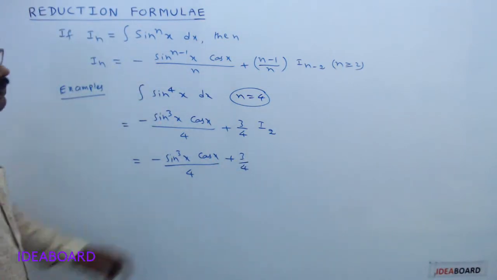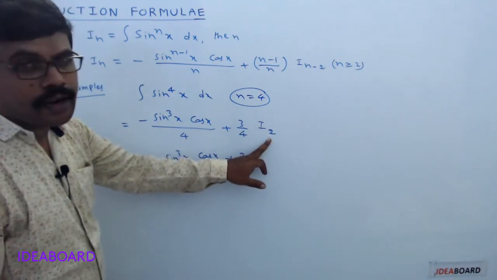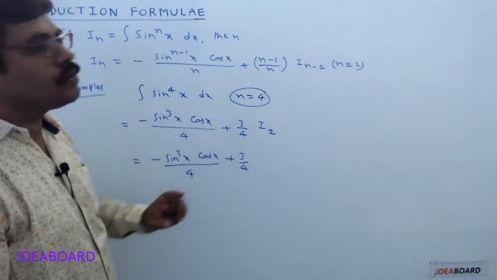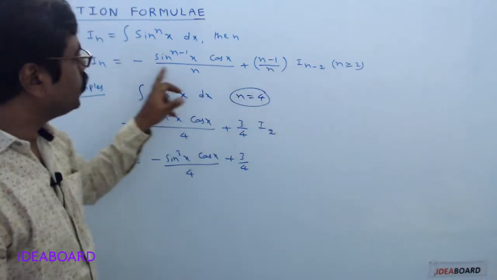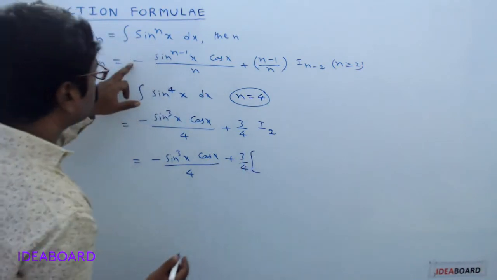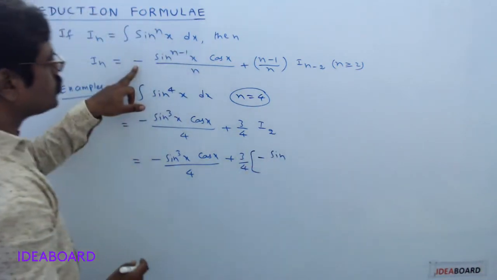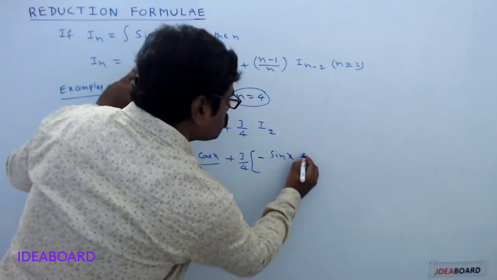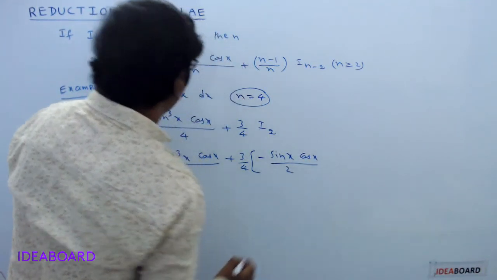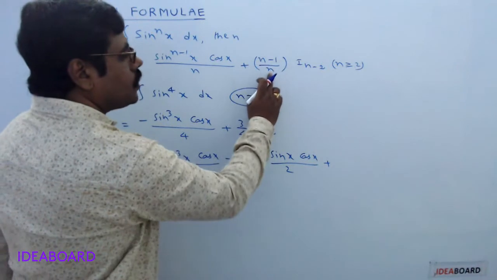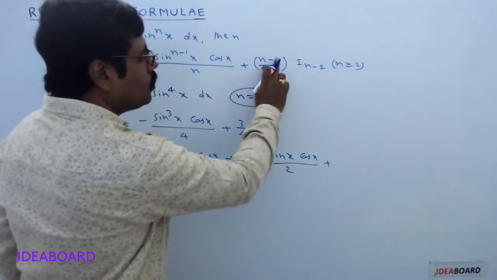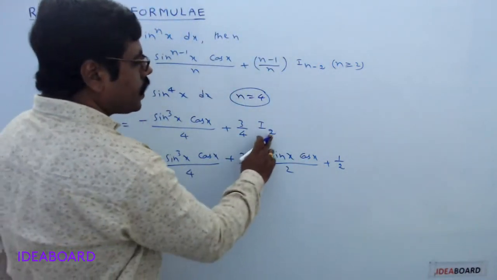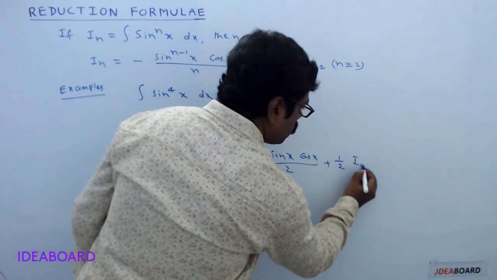What is the value of I2? This is of the form In, so n value is equal to 2. If the value of n is equal to 2, then use this formula once again. So 3 by 4 into minus sin power n minus 1, that is 2 minus 1, 1, so sin x cos x divided by 2 plus (n−1) divided by n, 2 minus 1, 1, so 1 by 2 into I(n−2), I(2−2), that is I0.